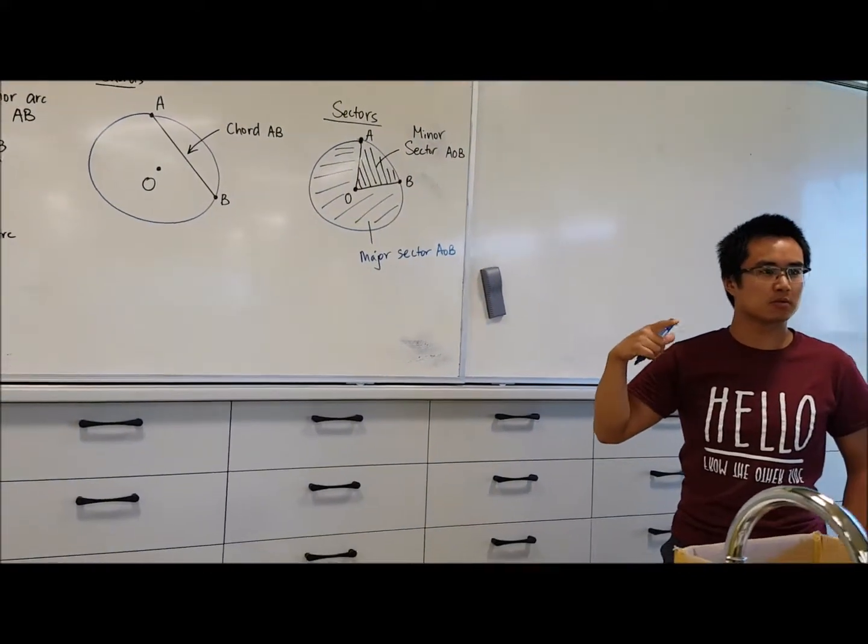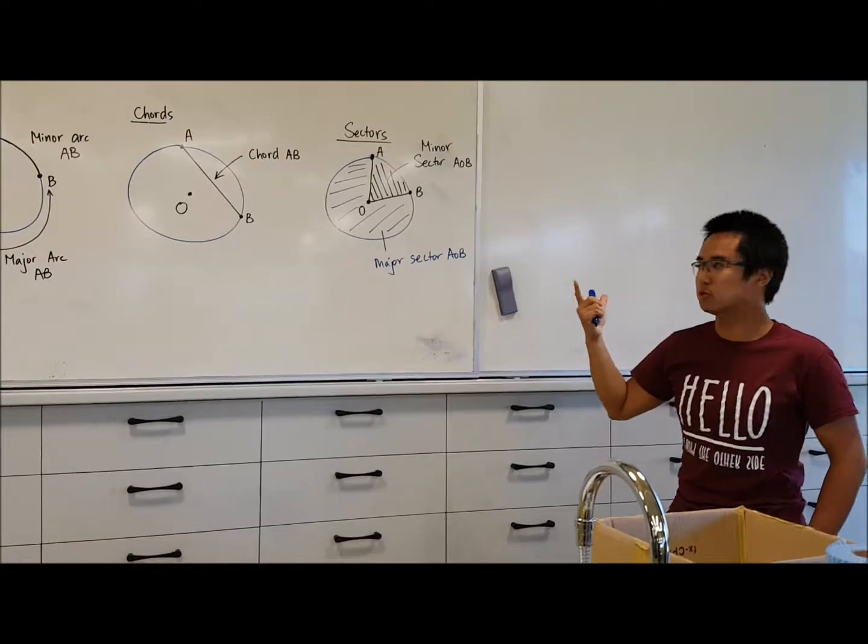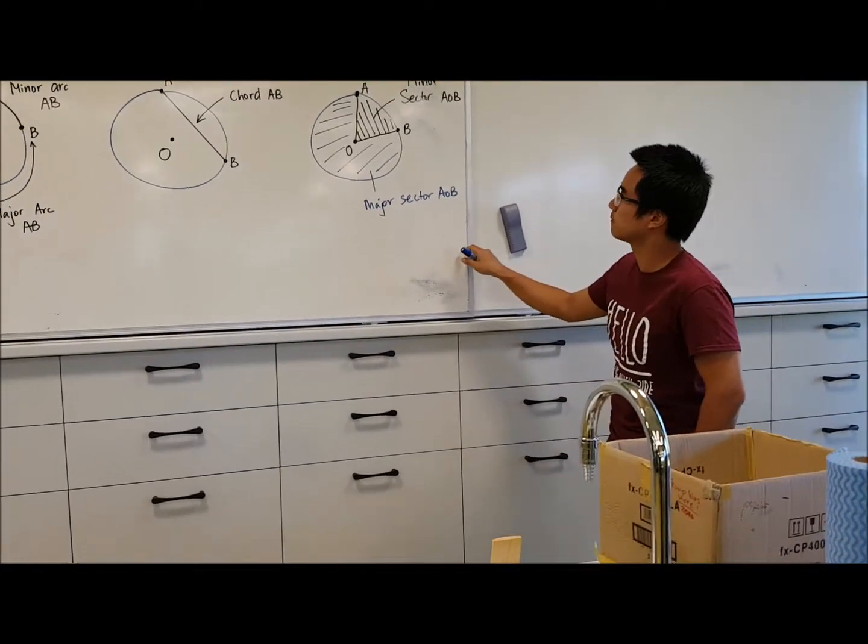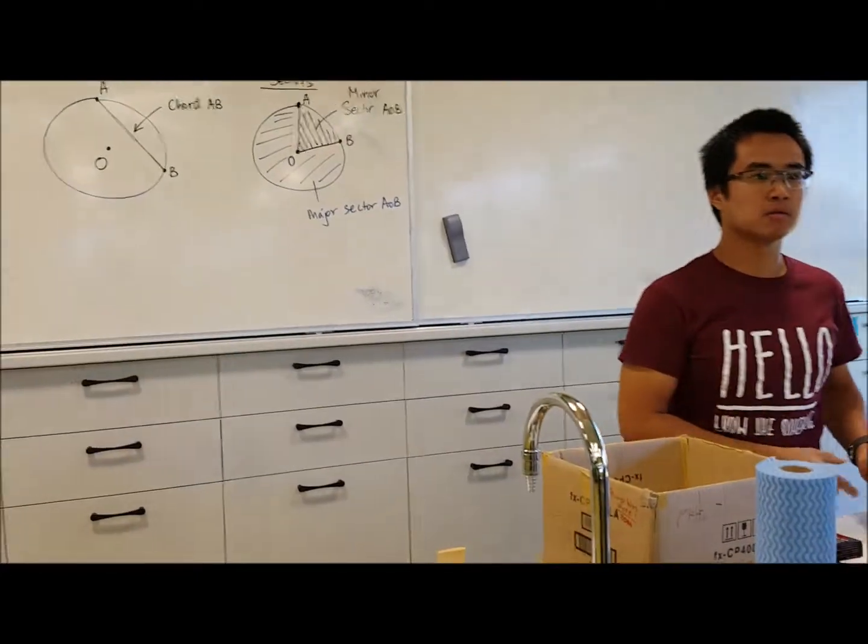Is this fairly straightforward so far? Mm-hmm. It's just definitions. We haven't got to how to calculate these yet. Sorry?